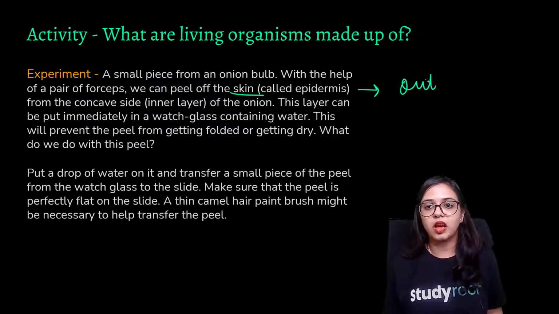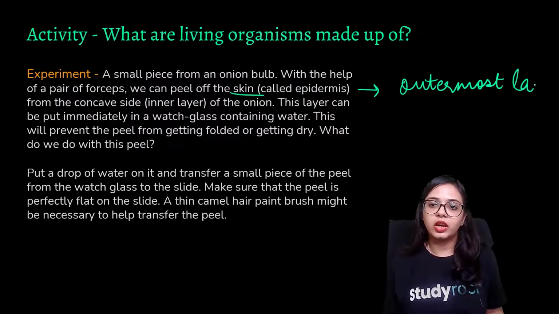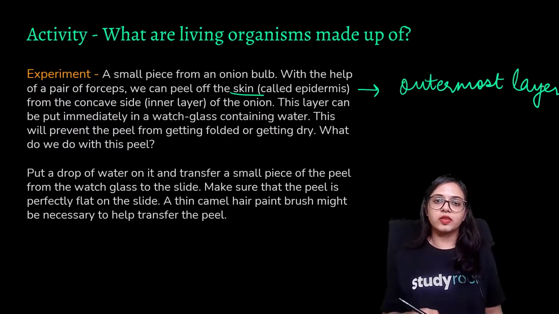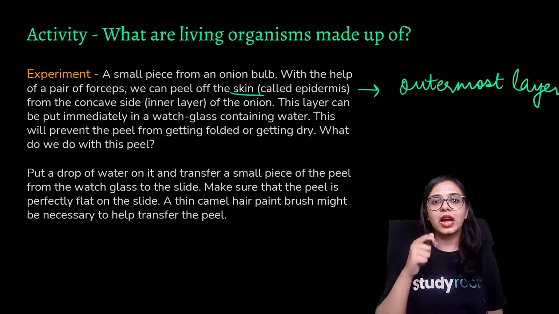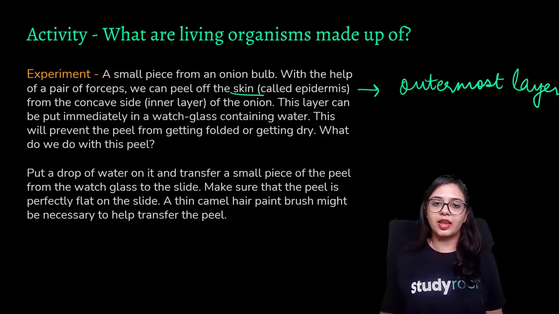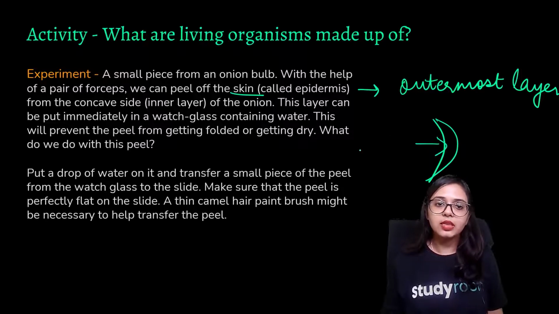So the epidermis is the outermost layer. While peeling off the onion, you use a pair of forceps because you have to be careful to take off just that external, outermost layer from the concave side of the onion, that means the inner side. This layer can be put immediately in a watch glass containing water, which prevents the peel from getting folded or drying.